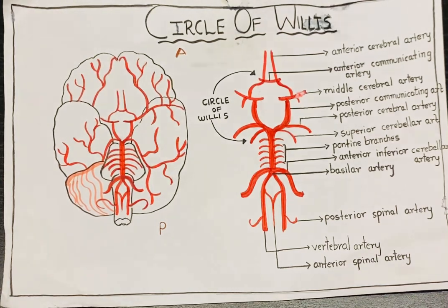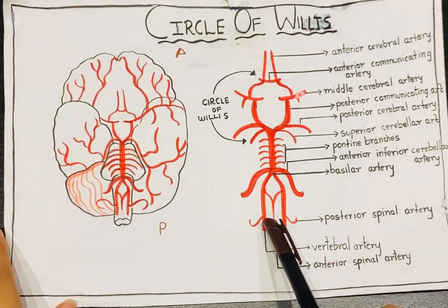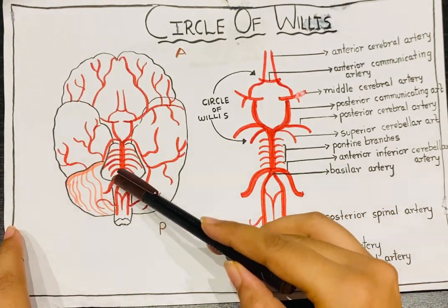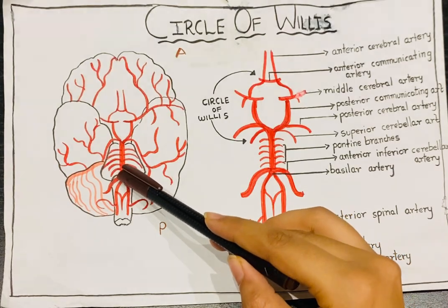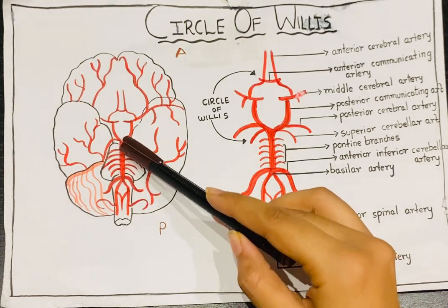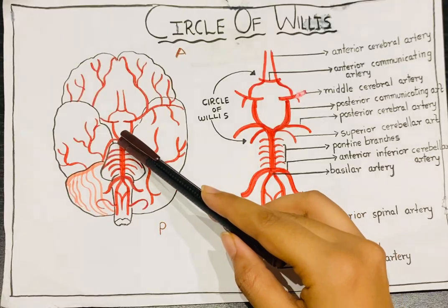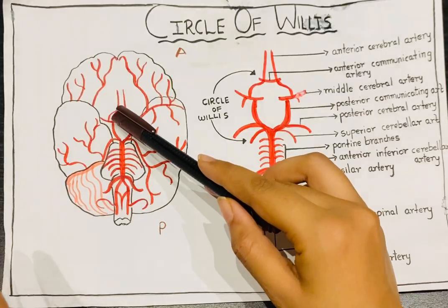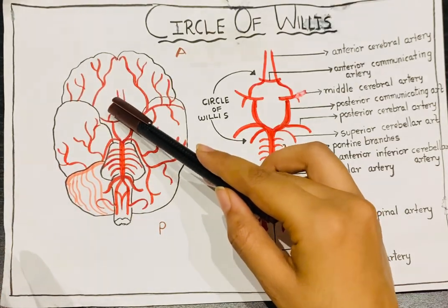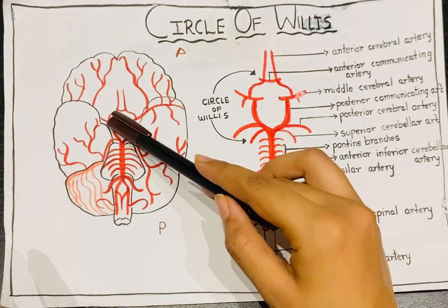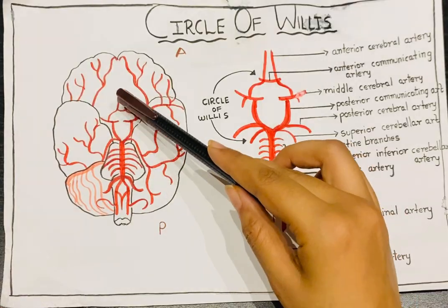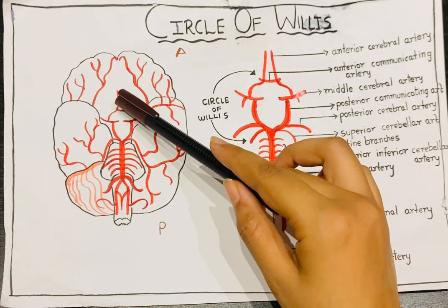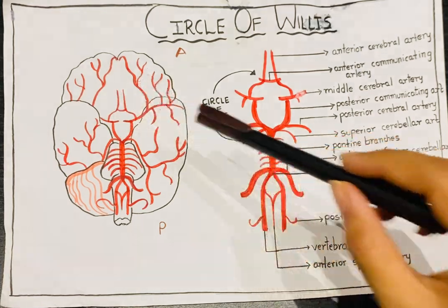Okay, so you've got your two vertebral arteries, as you can see right over here. These two vertebral arteries are going to fuse with each other in order to form the basilar artery. Basilar artery is going to ascend in the midline and later on terminate by forming the two posterior cerebral arteries. Then you have the ICA somewhere over here, which is going to give off three branches: the middle cerebral artery, the anterior cerebral artery, and the posterior communicating artery. In between the two anterior cerebral arteries, we have the anterior communicating artery.